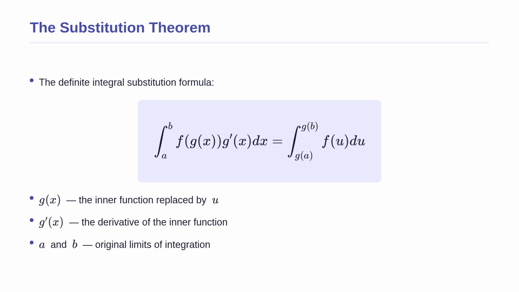When we switch to the u world on the right side, the entire integral simplifies to just f of u. Notice that our starting and ending points, a and b, must also be converted into the new currency, becoming g of a and g of b.